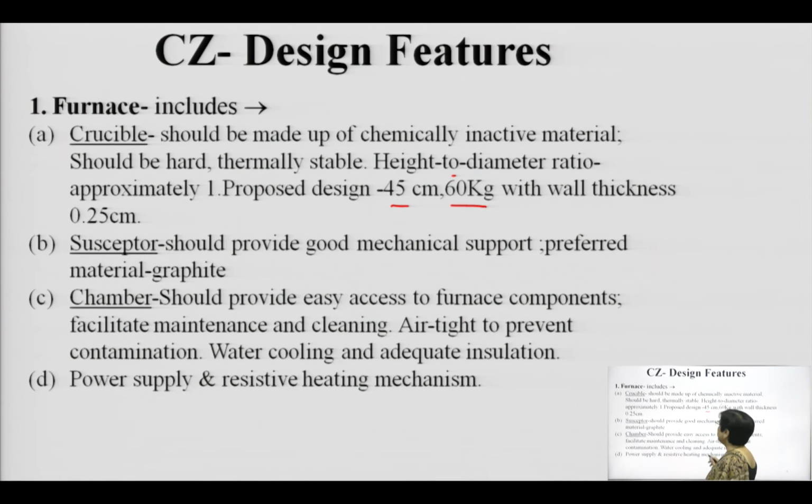Thirdly, the chamber in which this entire molten silicon is present should be chemically inert, because any impurity can contaminate the molten silicon. As it is at high temperature, the reactivity at high temperature can further contaminate the molten silicon, and the same impurity can get introduced into the single crystal which is being grown. And lastly, the power supply, which is basically provided by the resistive heating. So, this is about the furnace as far as design of the furnace is considered.